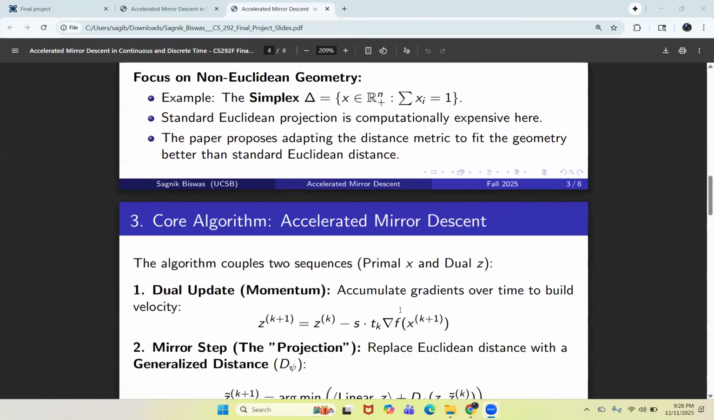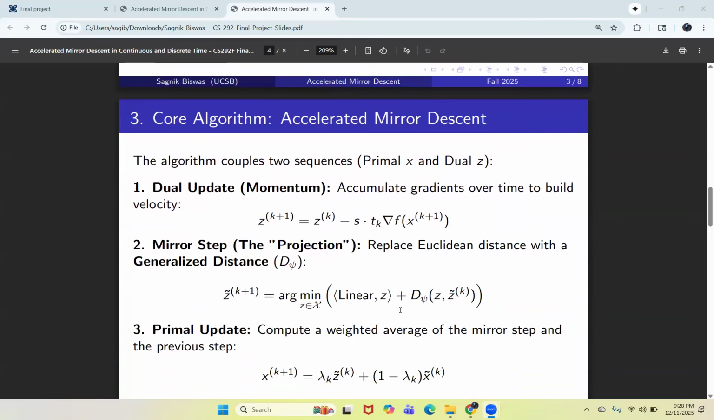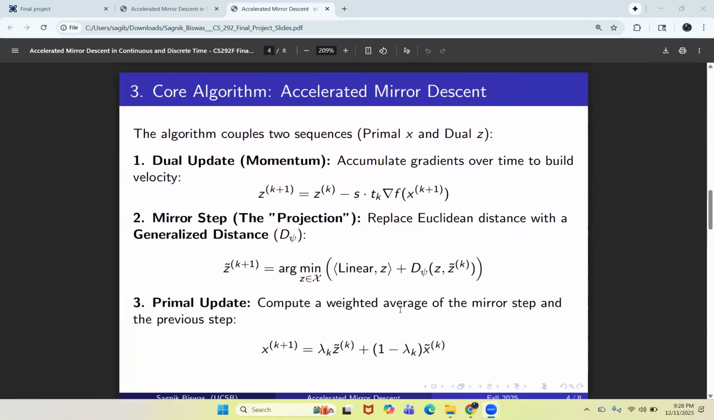And then, getting into the core algorithm, the authors got to the core algorithm by discretizing the ordinary differential equation. So they're essentially coupling two sequences, a primal variable x and a dual variable z. There are three key steps. The first step is the dual update, which is where we update the dual variable z. And this step acts as our momentum. It accumulates gradients over time. And instead of just reacting to the current slope, it's actually building up the history.